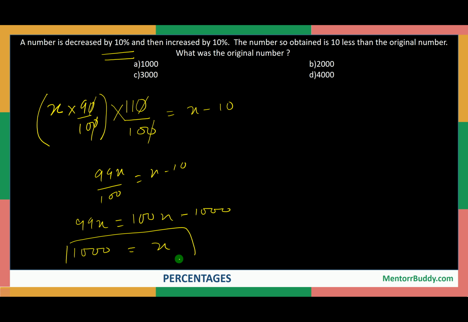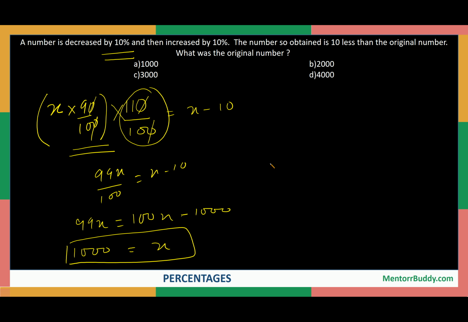Okay, the second method of solving is the quicker method. You just need to remember that whenever any number is decreased by some percent, like 10%, then the remaining number will be 90% of that number. Similarly, if any number is increased by 10%, it will become 110% of that number. This trick we have to use, right?